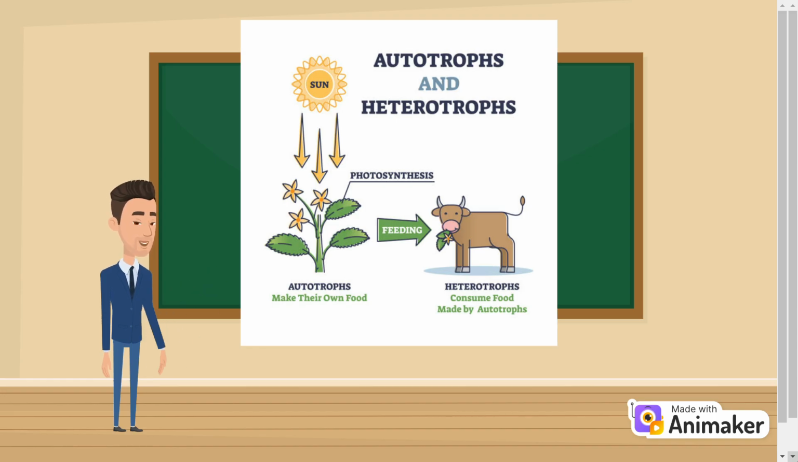Eighth, how do plants get carbon dioxide? Plants get carbon dioxide, CO2, from the air through small openings on the underside of their leaves called stomata. Carbon dioxide is a key ingredient in the process of photosynthesis.